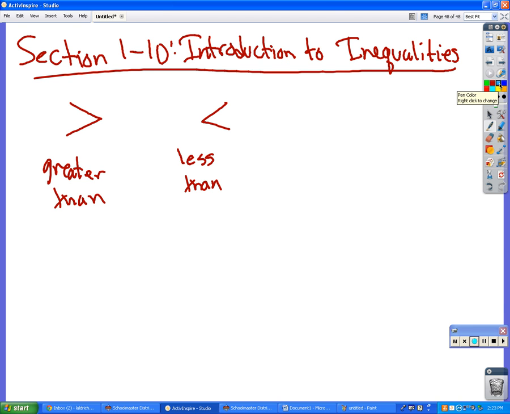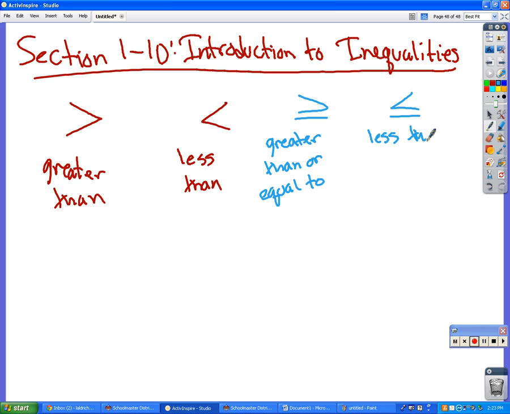So that's how things can be unequal to each other. And then you can also combine them. If you put a greater than symbol with a line underneath, that means the thing on the left is either greater than or equal to. Either one is good. Or you can switch that around and write it like this and say that the thing on the left is less than or equal to. So those are your four different options for inequalities.